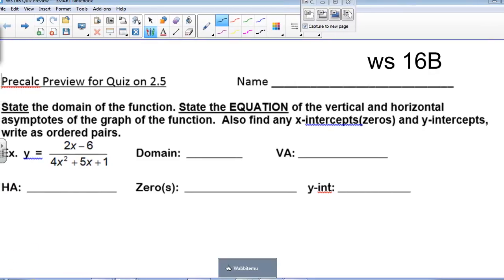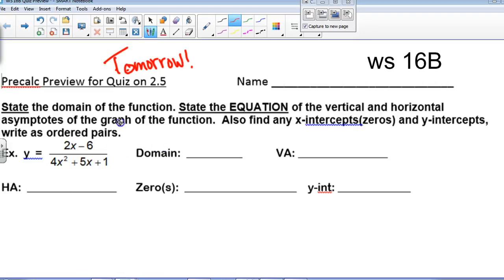On the back of everything I gave you today is the quiz preview. This is for tomorrow's quiz, guys. Did everybody find this on their desk? Okay. Tomorrow's quiz is one sheet of paper, front and back.